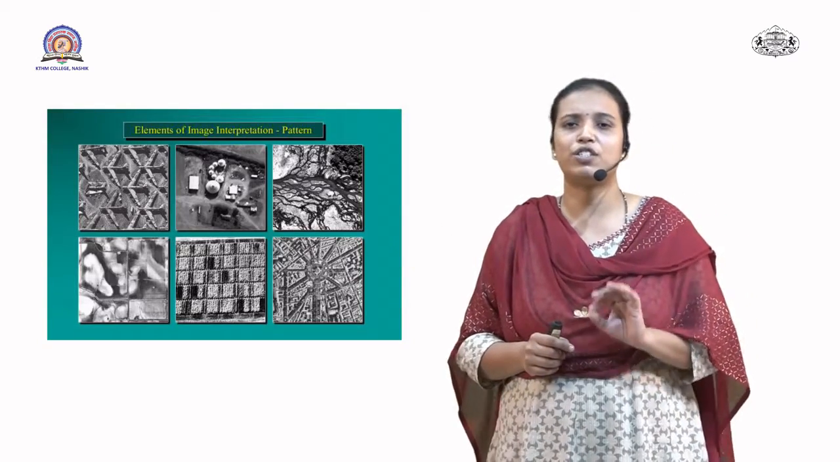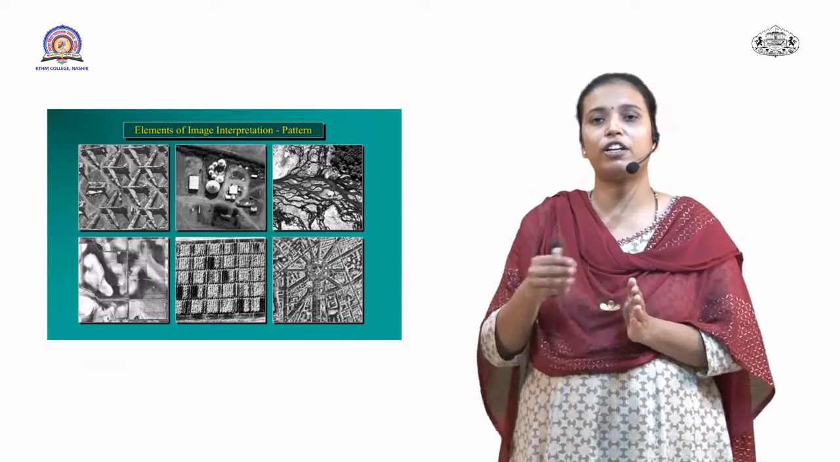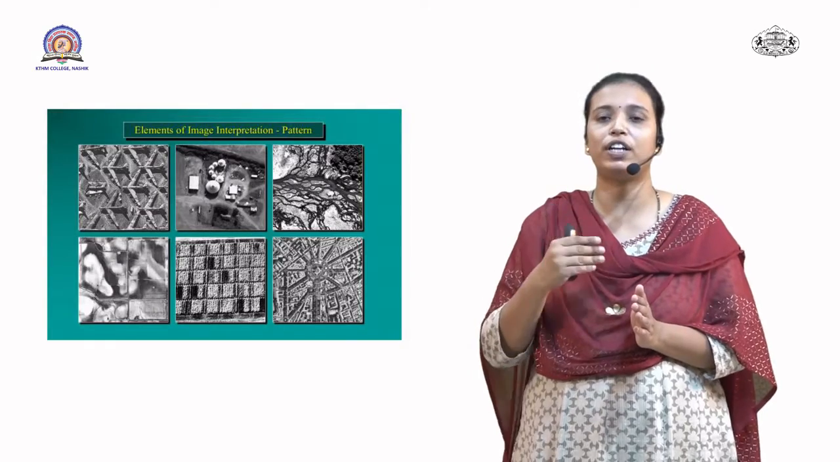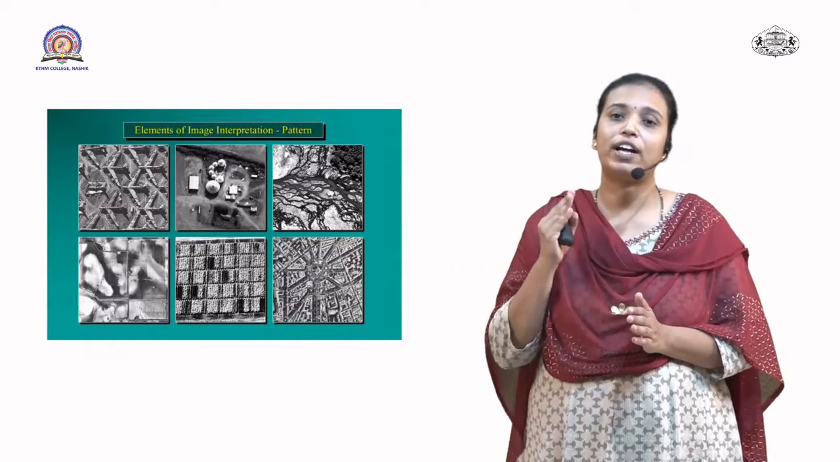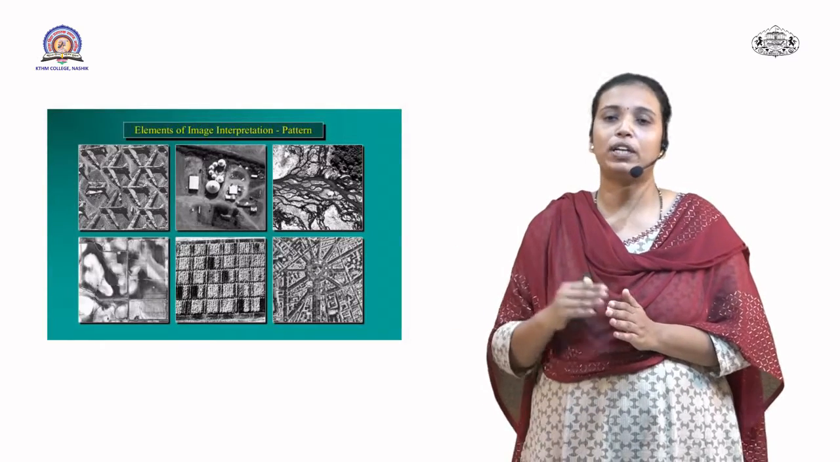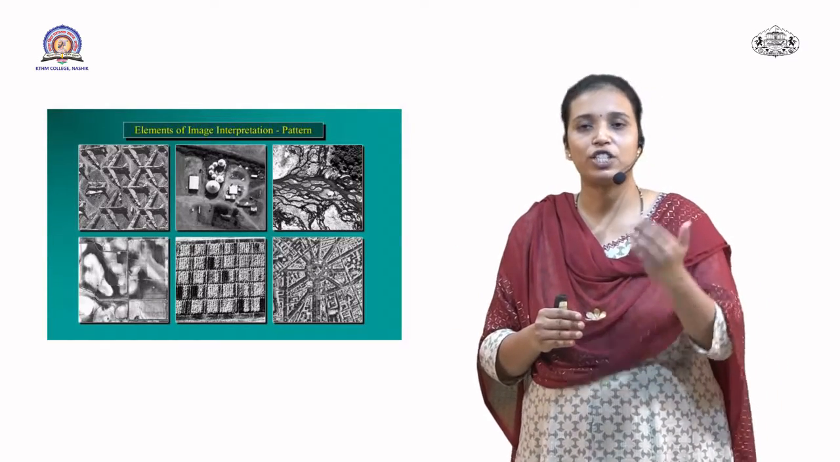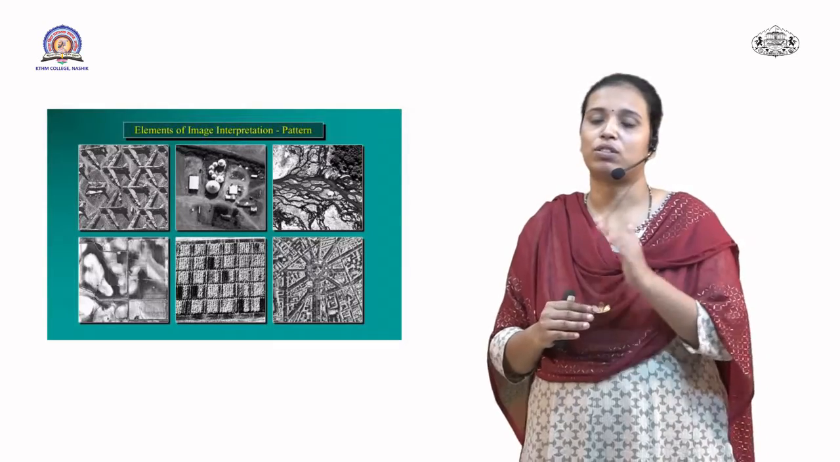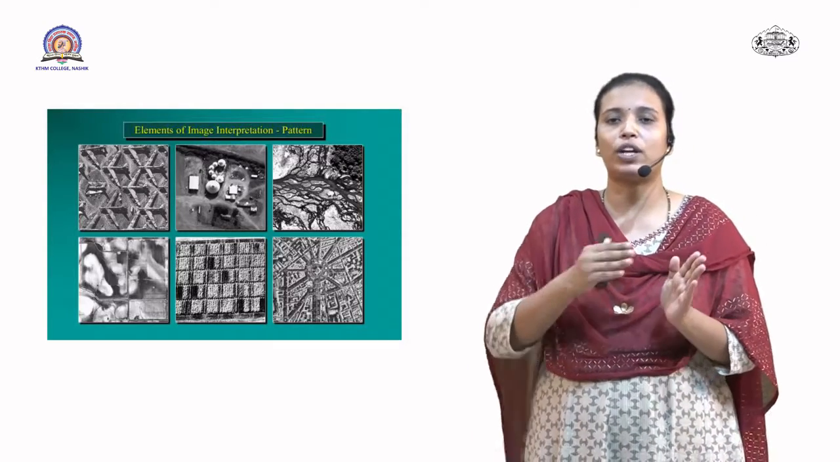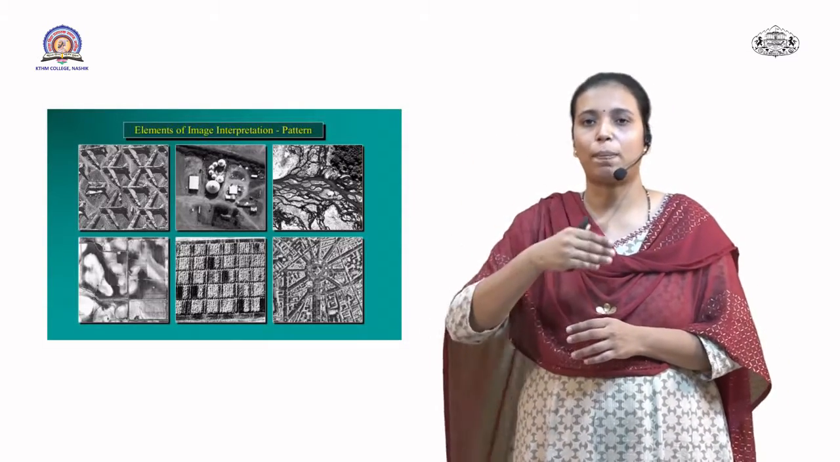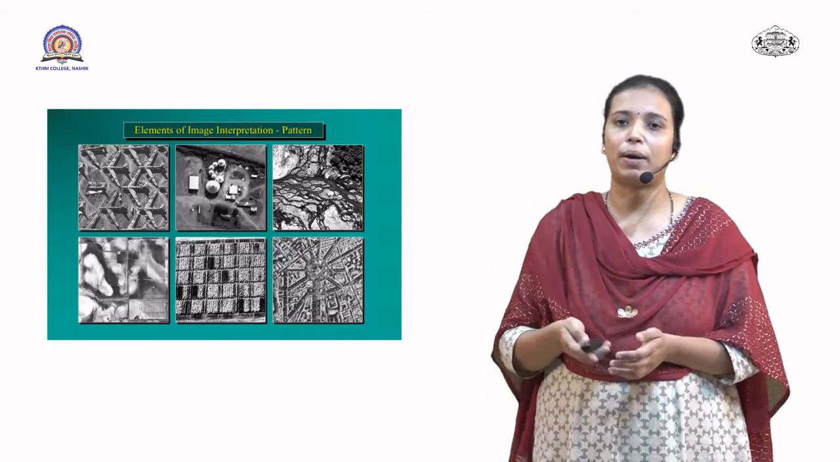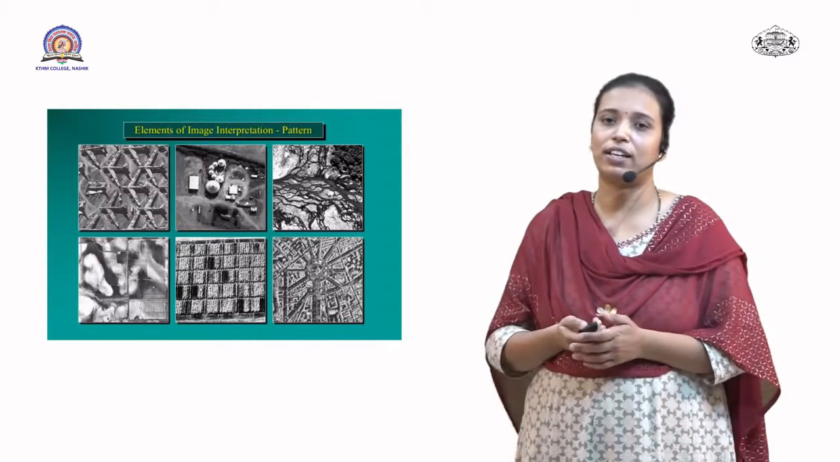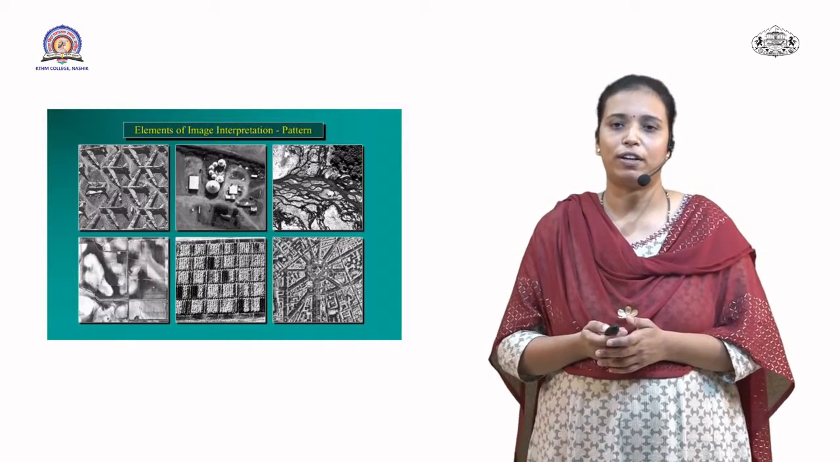Pattern is mostly used for identification of agricultural fields or fruit orchards, or to identify where the port is placed. Port means where the ships are being parked. So in the ocean or in the water body the ships are parked at a certain distance. That can be identified by using pattern as an element of photo interpretation.